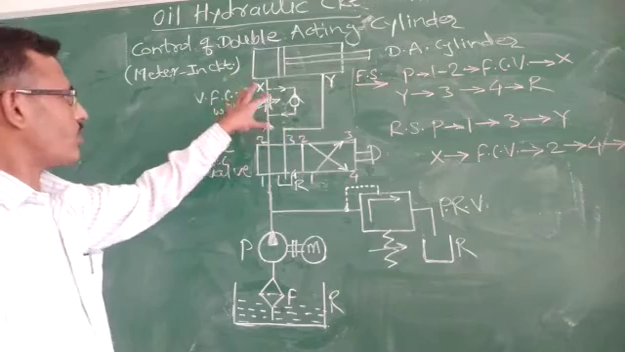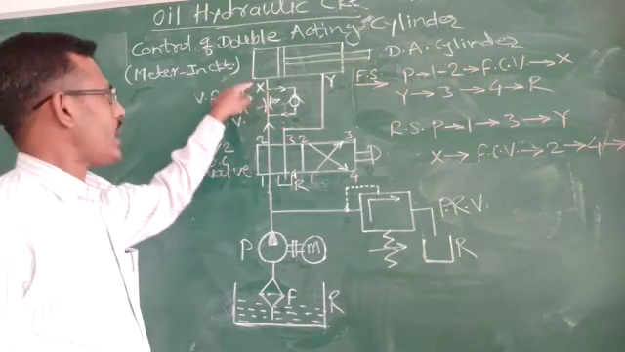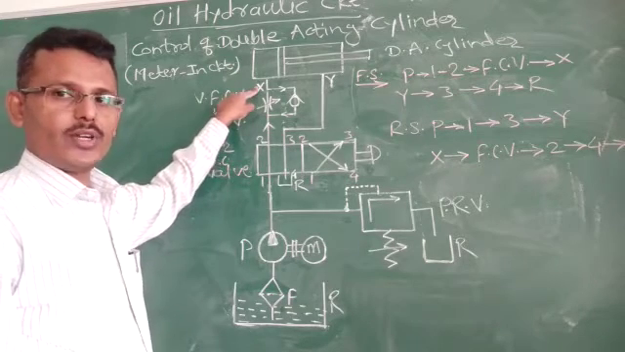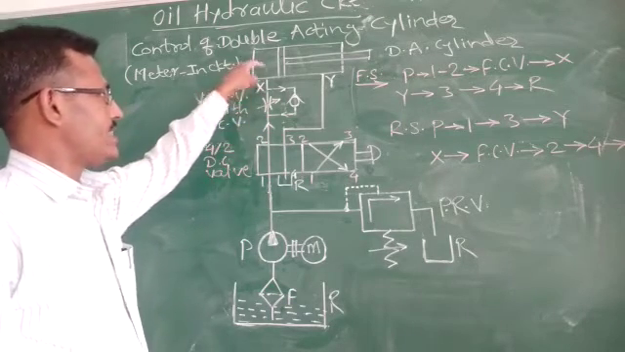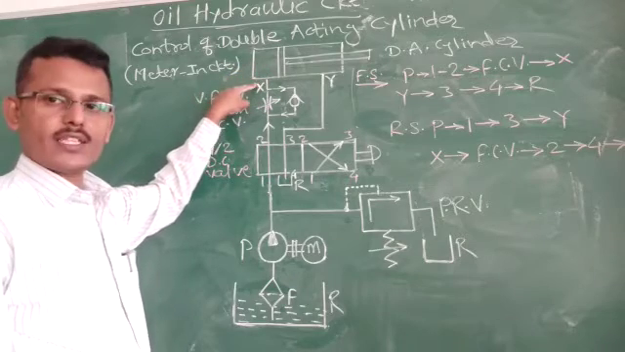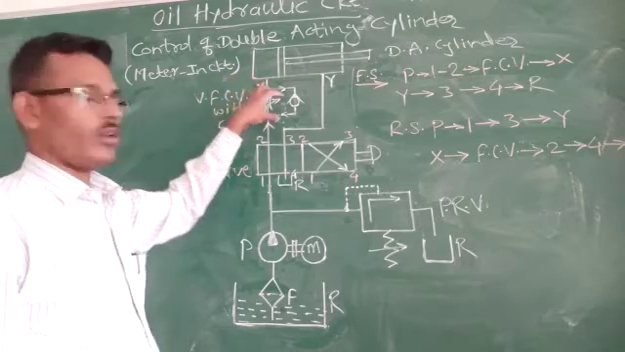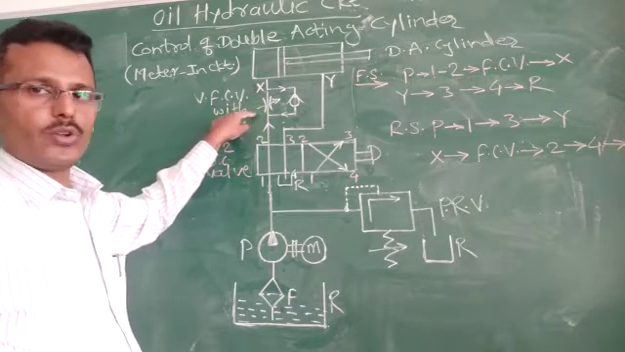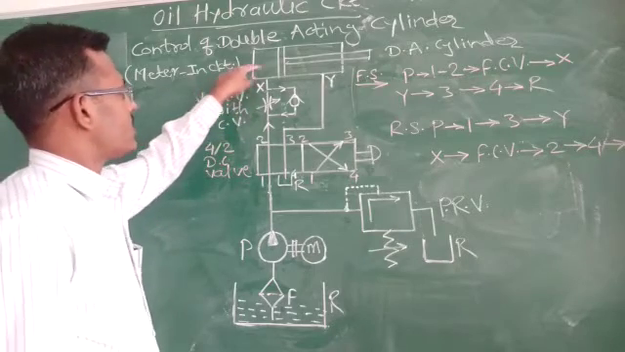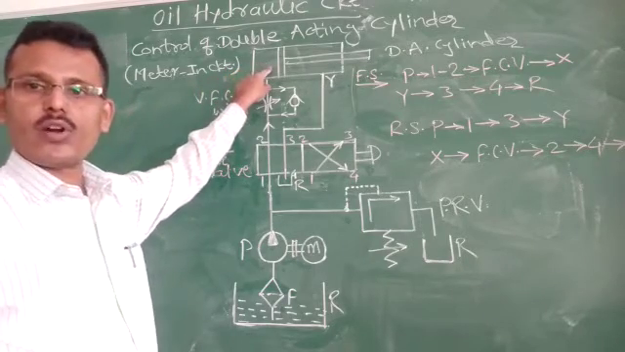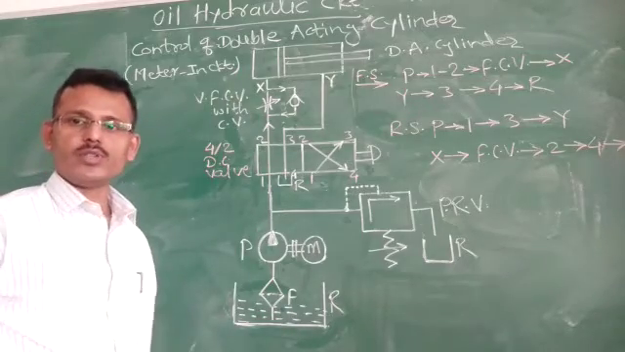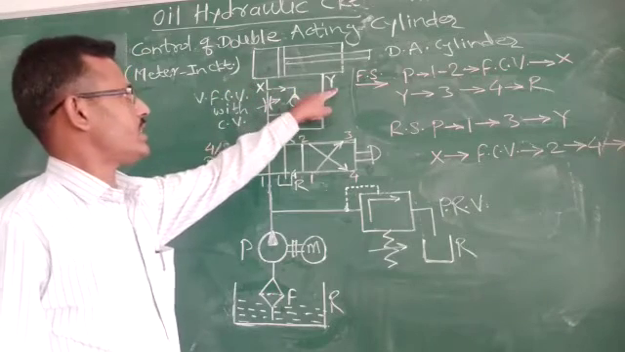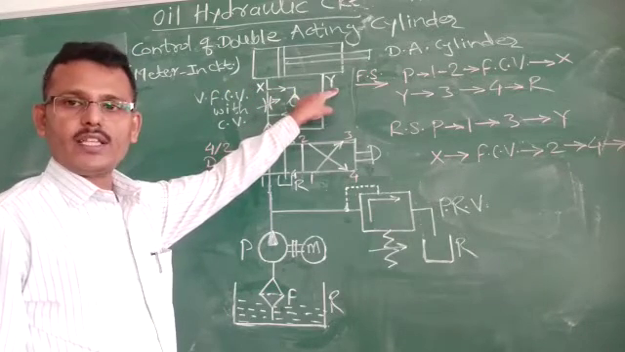This flow control with the check valve is placed at the inlet of the actuator, where the oil is admitted inside the actuator through the inlet port X. At that time the flow of the oil can be controlled or regulated with the help of the flow control valve. Next, this is the double acting cylinder. It is called a linear actuator. This actuator has 2 ports. One is the inlet port, that is X, and another is the outlet port, that is Y.